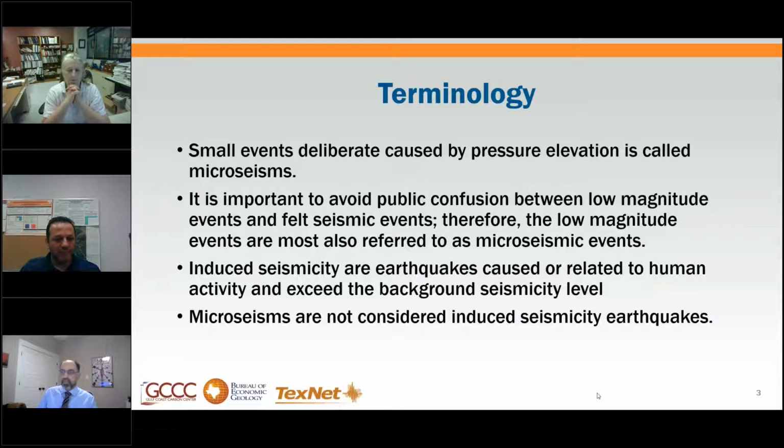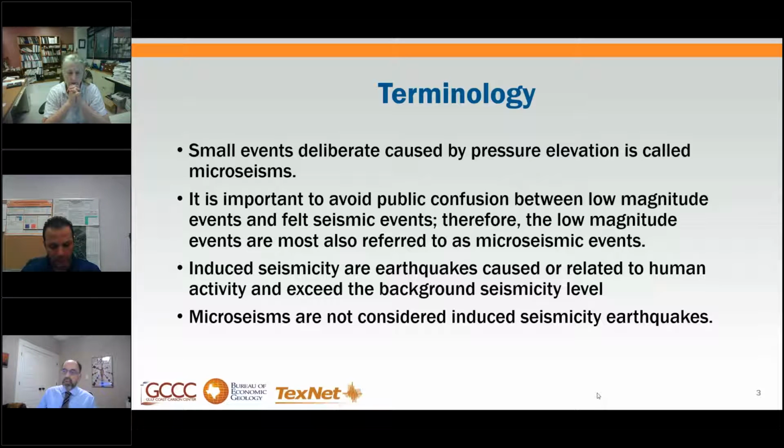First of all, these small events that are caused by pressure elevation are called microseismic. These are very small events, usually magnitude lower than 0.8, and those are not felt events. In some cases, of course, they are related to unconventional resources recovery. It is related to fracking, because the frac process creates such small events in order to open the cracks and get the oil out of the cracks.